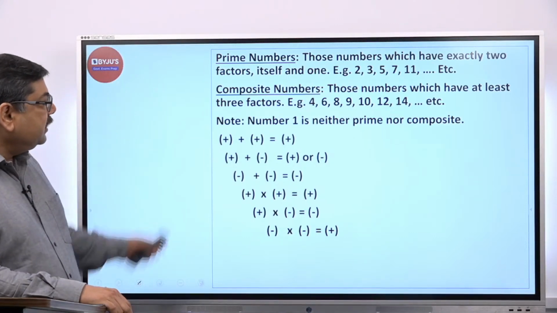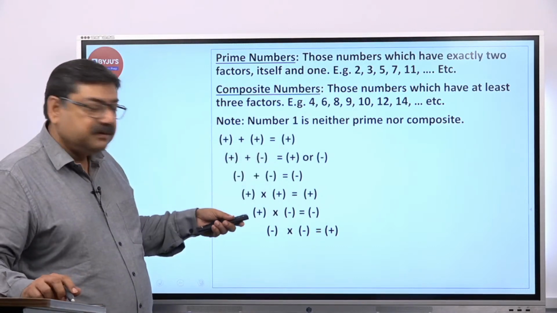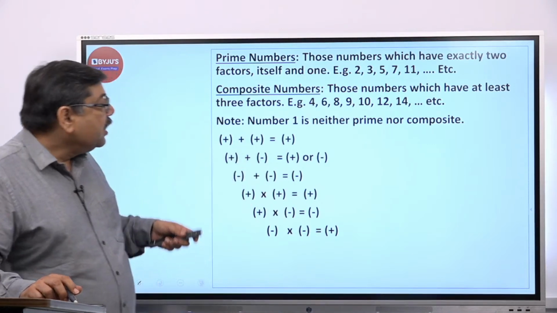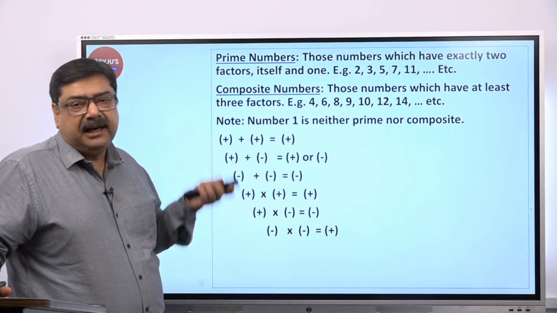Then similarly, there are certain rules, as you people are aware. Addition plus addition is addition. Or positive plus positive is positive. You can say that. Positive plus negative is positive or negative, depending on whichever is greater.